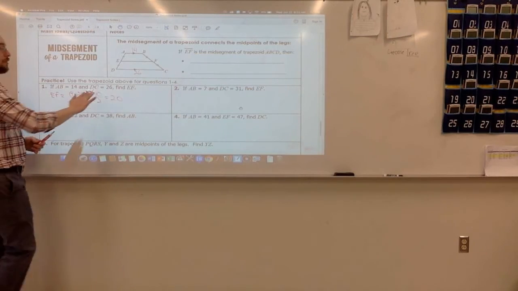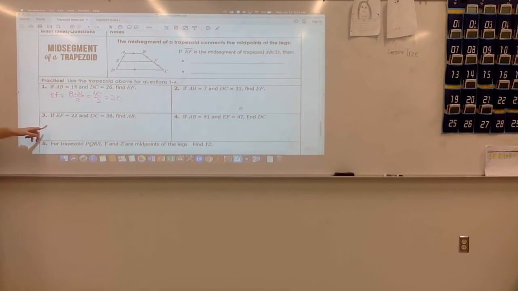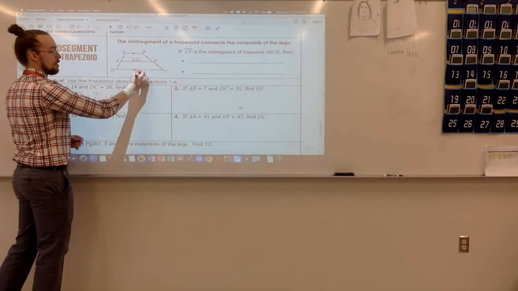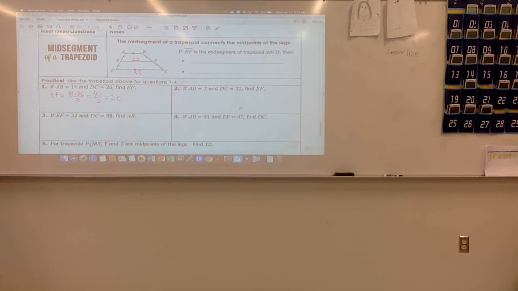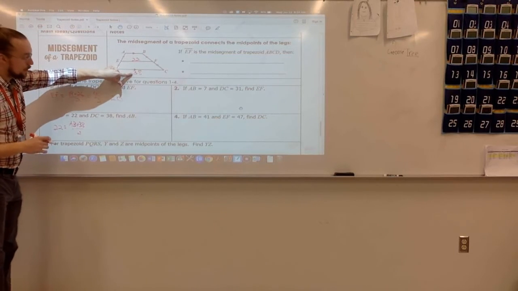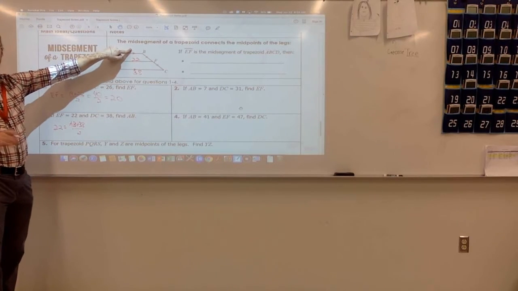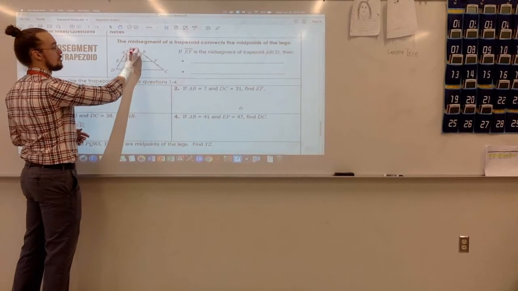We're given a little bit of different information. So on number 3, we're given the length of the midsegment. That's 22, and DC is 38. I mean, we could set it up like this and say, 22 equals, I'll just call it AB plus 38 over 2, and solve that equation. Or we could just essentially subtract. All we're doing is saying, well, 38 minus 16 is 22. So if I subtract another 16, I'll get what AB is. 22 minus 16 is 6.